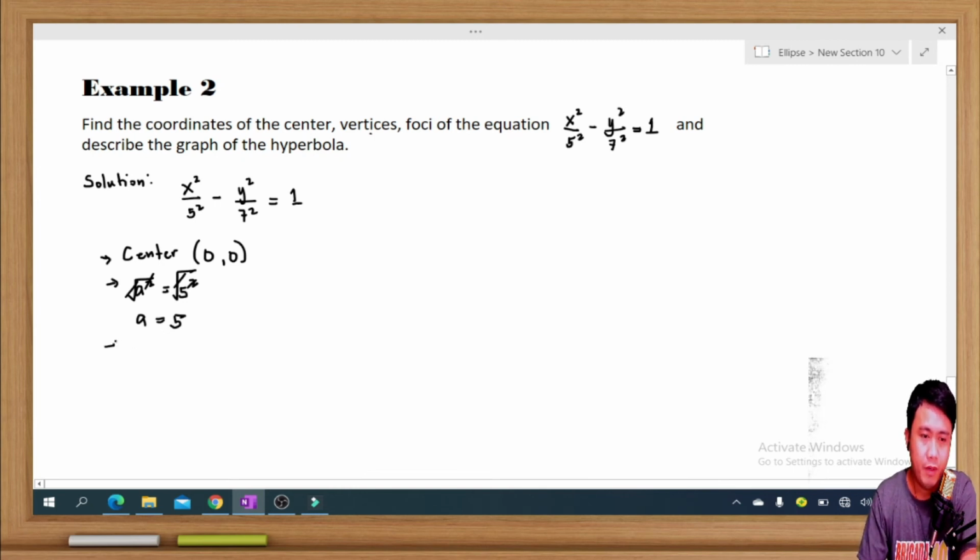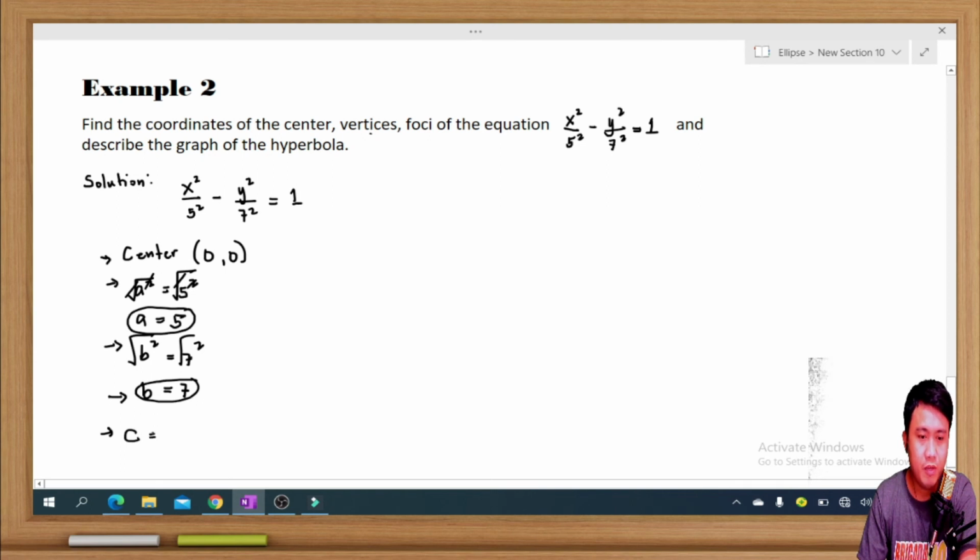Okay, next. How about for the value of B? Dito natin titignan. So, you have B squared is equal to 7 squared. Yan, extracting the square roots. So, B is just equal to positive 7. So, we are done with the value of A, the value of B, and next natin, si C.